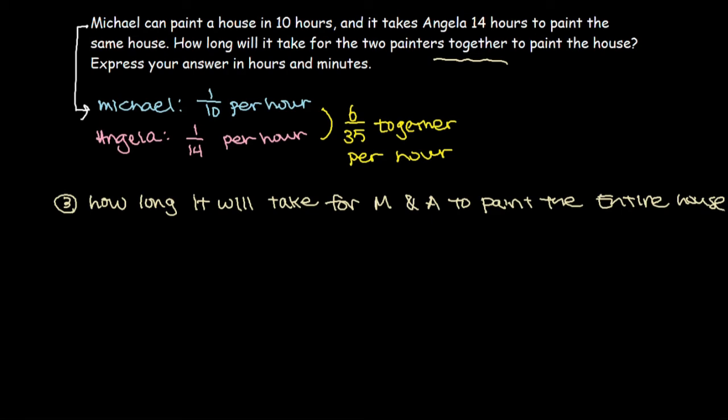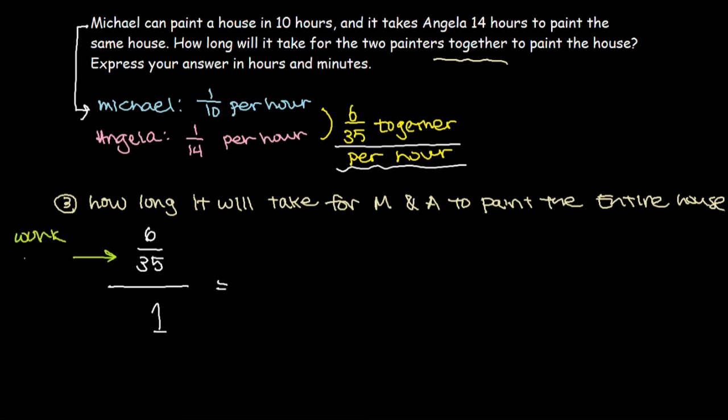And I'm going to use a ratio for the last step, because we're already given how much of the work they can do per hour. So I'm going to do 6/35 over 1 equals. And as I said, this right here is representing how much of the work they can do. And this number 1 is representing how long it takes, so per hour.